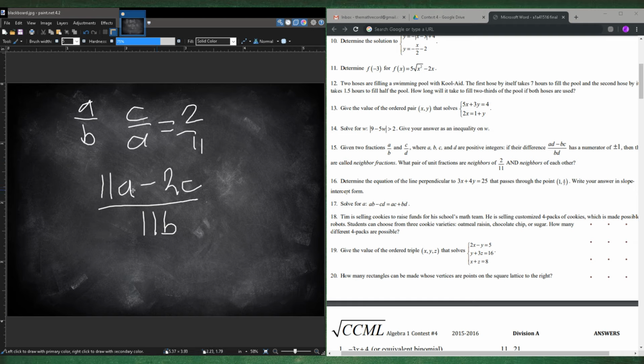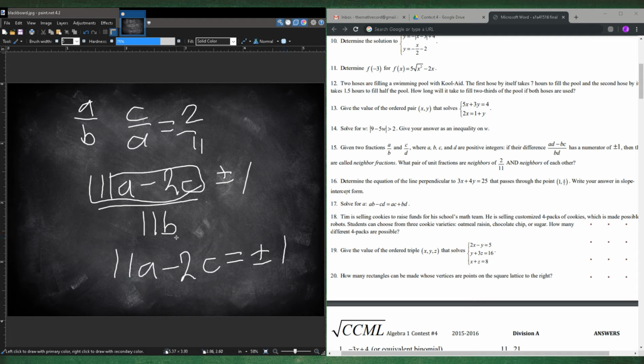So using this, they say the numerator part has to be plus or minus 1. So if 11a minus 2b is plus or minus 1, this tells me the only way for this to be possible is for the values to be like 11 and 10. So we have like 1 and 5.